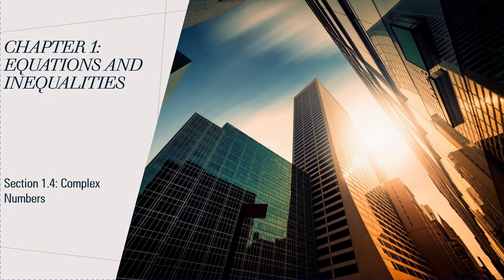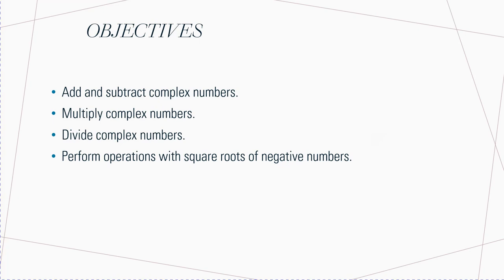In this lecture, we want to move into section 1.4 and talk about what in mathematics is referred to as a complex number. The objectives in this lecture are how to add and subtract complex numbers, how to multiply complex numbers, and how to divide complex numbers. So what we're looking at in this first part is operations on complex numbers. And then we'll perform operations with the square root of negative numbers.